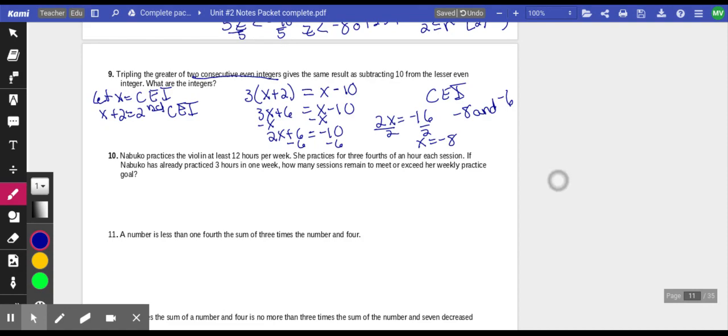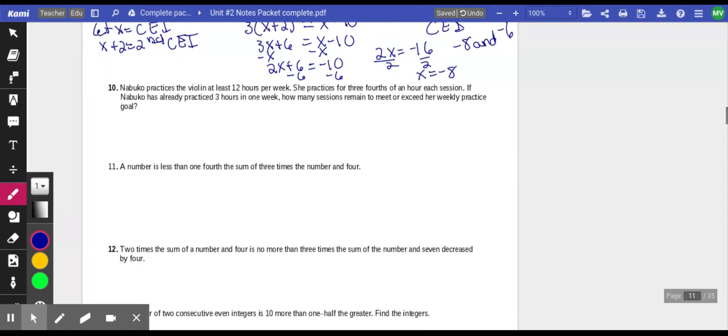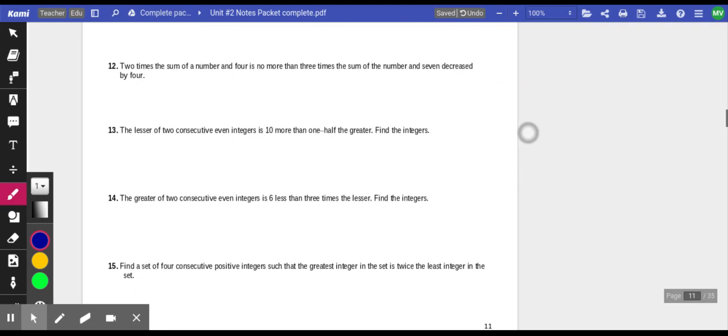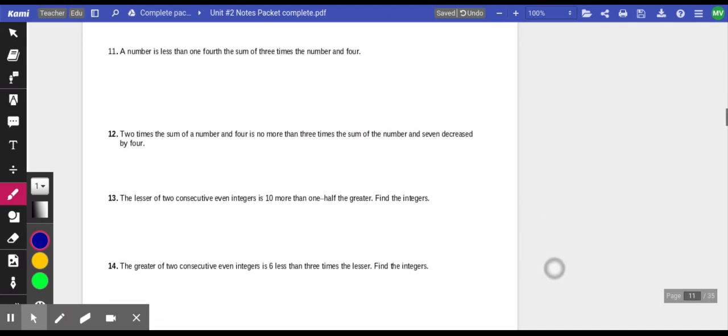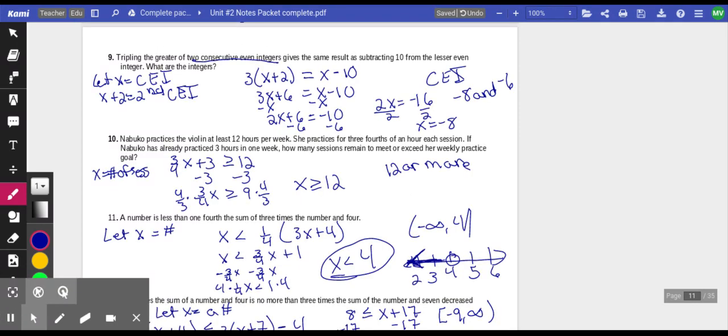So now I want you to pause and I want you to try the next 5 and come back and check your answers. Okay, so for our word problems, we did number 9 together. Number 10, I'm going to let x equal the number of sessions.